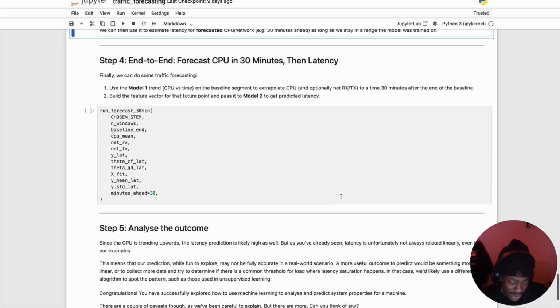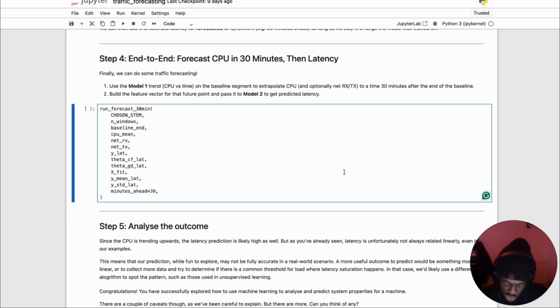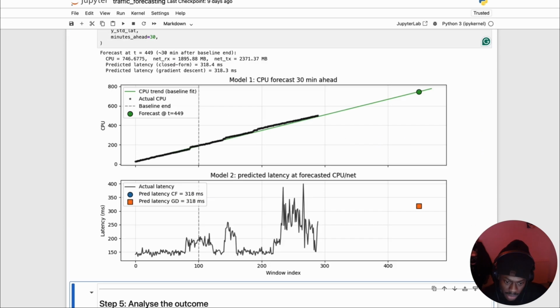Well, now it's time for the payoff. Let's chain these two models together. Model 1 projects the CPU trend out 30 minutes into the future. We take that predicted CPU value and then feed it into Model 2. Our model, which was only trained on healthy data, predicts that this future load will result in a latency of 318 milliseconds. And that sounds like our warning, right? In theory, we now have a data-driven forecast that trouble is on the horizon, giving us a full 30-minute head start to act before our SLOs are ever breached.